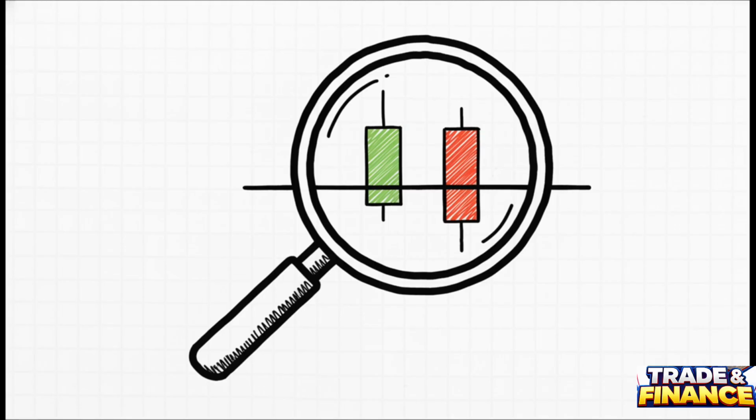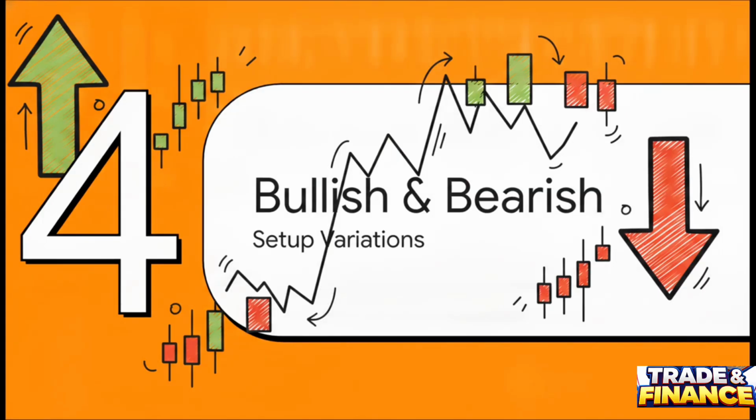Mitigation means the price respects the order block extreme. Breaker means the price body closes past the order block extreme. You are looking at the exact same level on your chart, but depending on how that candle body closes, it's a completely opposite trade idea. Checking for a candle body close past the extreme is hands down the single most important diagnostic tool to separate the two setups. Okay, part four, bullish and bearish variations.